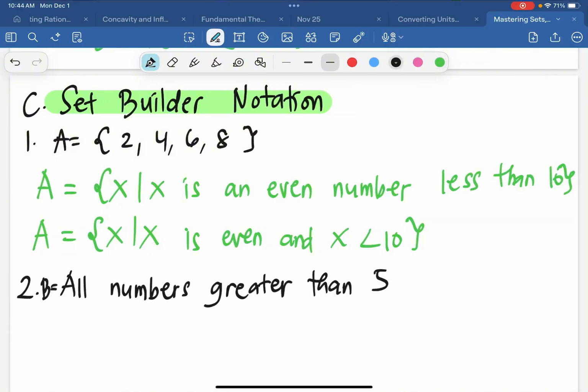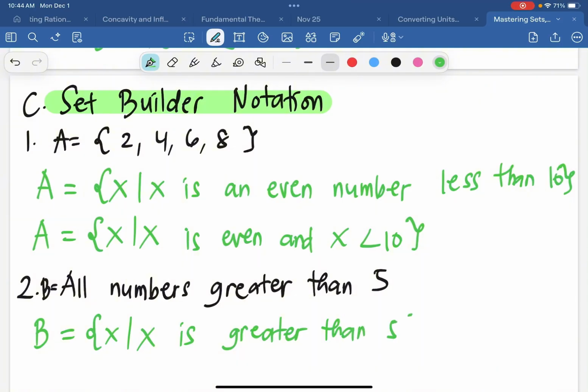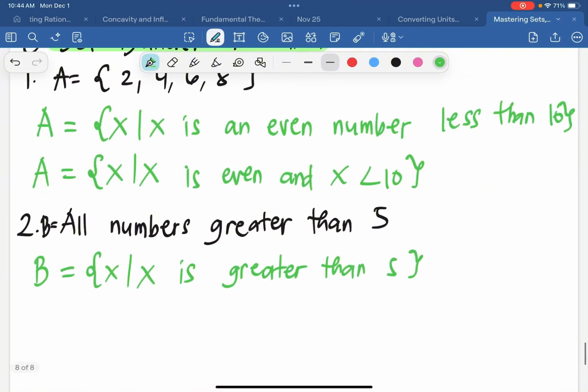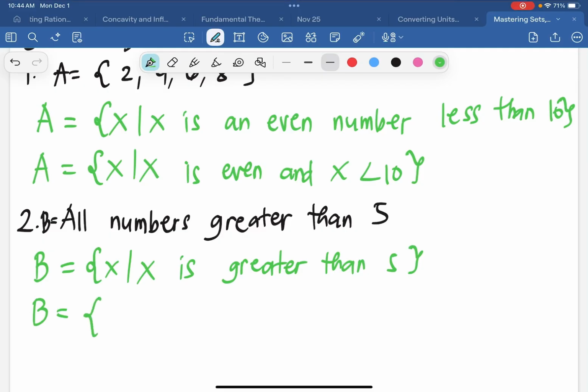Second one, we have here B contains all numbers greater than 5. So it's not just limited to 6, 7, and all those numbers going up. It could also be 5.0001 and all those decimal numbers. So if you write this, we have B is a set of all x such that x is greater than 5. Or to write this as short as you want, x such that x is greater than 5.